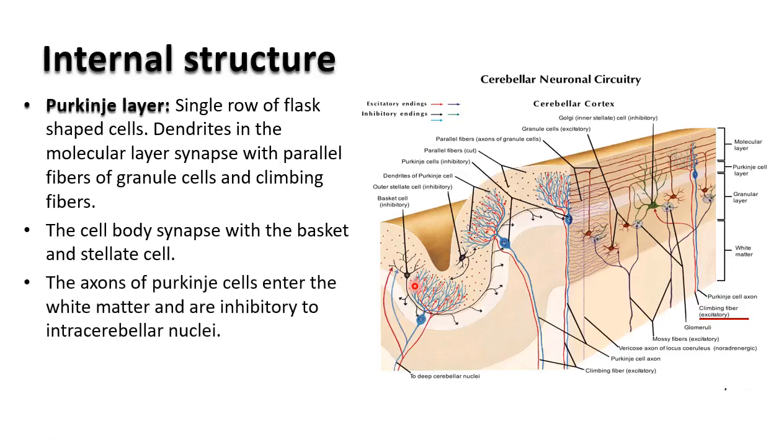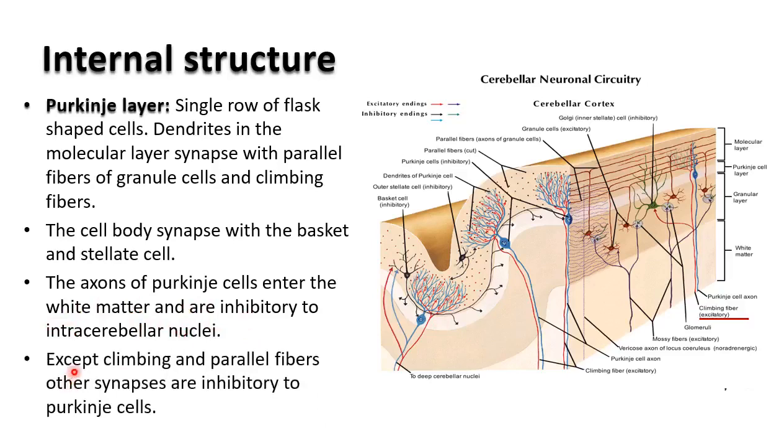Purkinje cells in turn are inhibitory to the intracerebellar nuclei. What I told you is the axons of Purkinje cells enter the white matter and they relay in the intracerebellar nuclei, where they are inhibitory. So except climbing and parallel fibers, other synapses are inhibitory to the Purkinje cells. Purkinje cell axons themselves in turn are inhibitory to the intracerebellar nuclei.